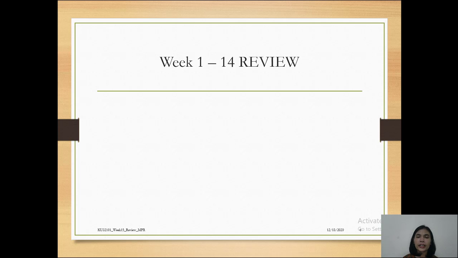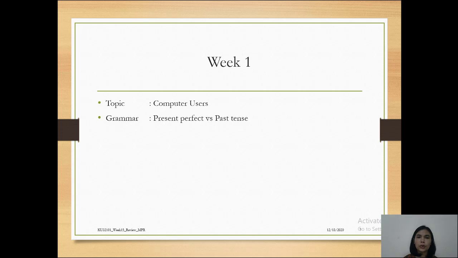Because we are talking about the review and reflection of previous materials, we are going to review the materials from week 1 until week 14. Let us check the material one by one. In week 1 we discussed computer uses as our topic, and the grammar was about present tense and past tense, and the difference between the use of present perfect tense and past tense.